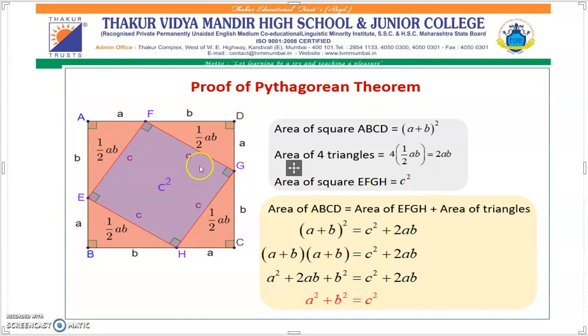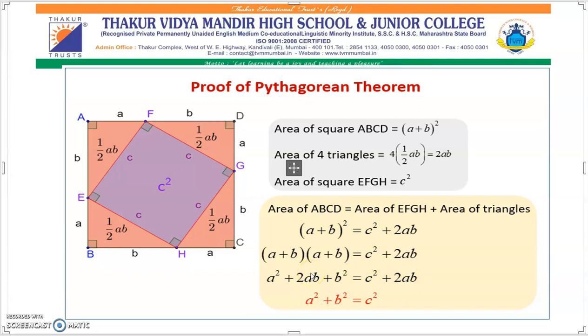Now, area of ABCD equal to area of EFGH plus area of triangles. Area of ABCD is what? We get A plus B whole square. Area of EFGH we get C square. Area of triangles we get 2AB. So, we substitute the values here. We can write A plus B whole square as A plus B into A plus B equal to C square plus 2AB. When we open the brackets, we get A square plus 2AB plus B square equal to C square plus 2AB.